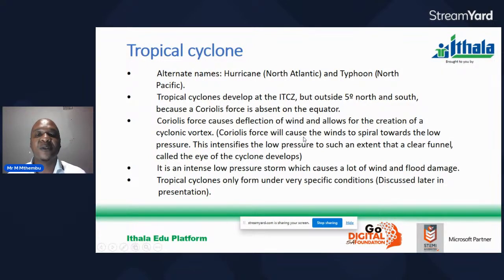So Coriolis force will cause the winds to spiral towards the low pressure. And then this intensifies the low pressure to such an extent that a clear funnel, called an eye of the tropical cyclone, develops. And then it is an intense low pressure storm which causes a loss of winds and flood damage. Tropical cyclones only form under very specific conditions, discussed later during this presentation.